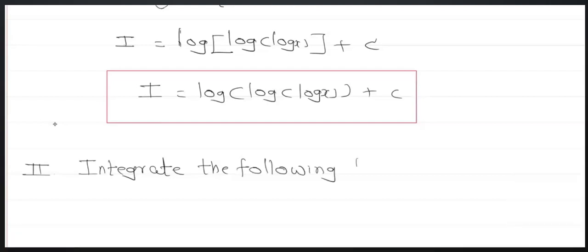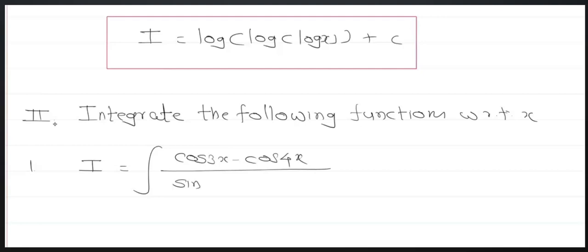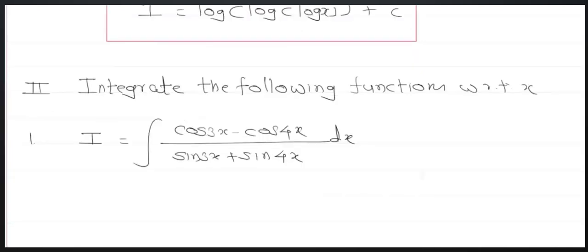Integrate the following functions with respect to x. I is equal to the integral of (cos 3x minus cos 4x) upon (sin 3x plus sin 4x).